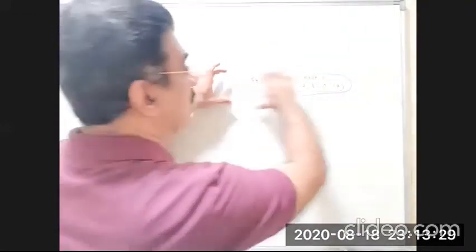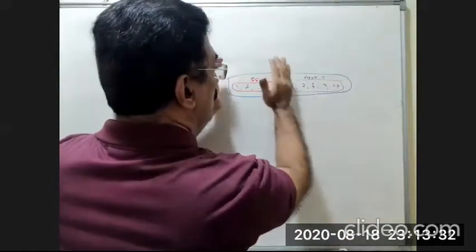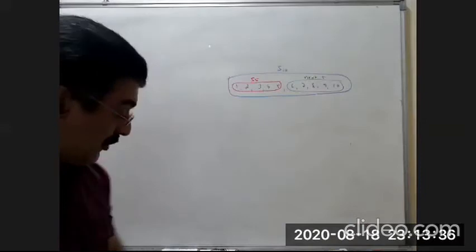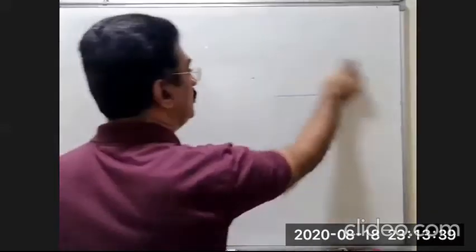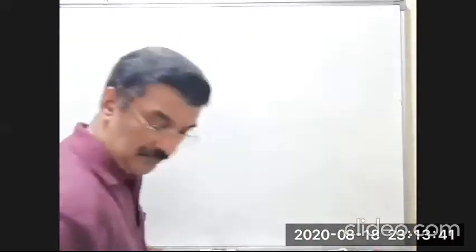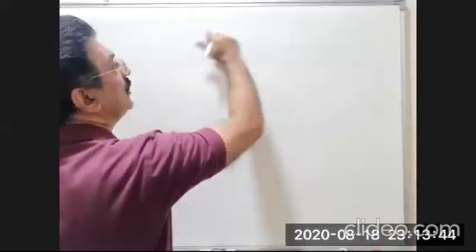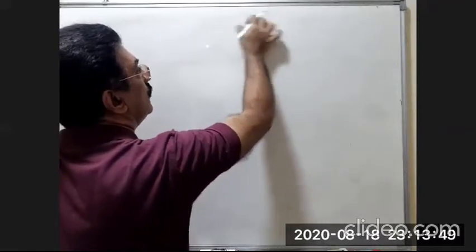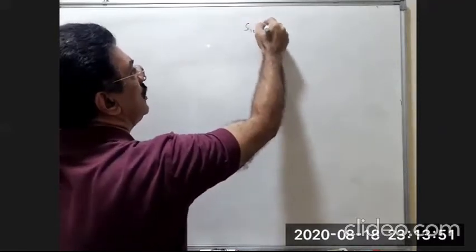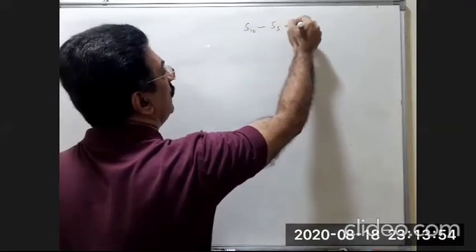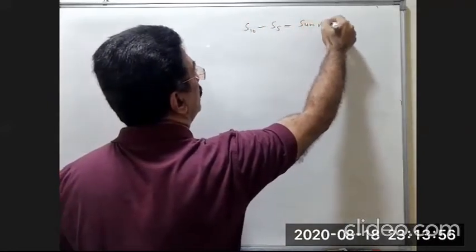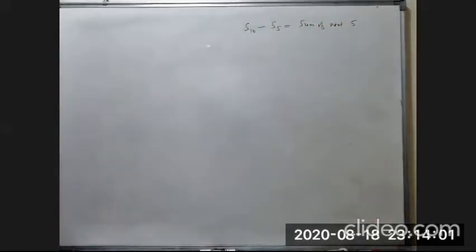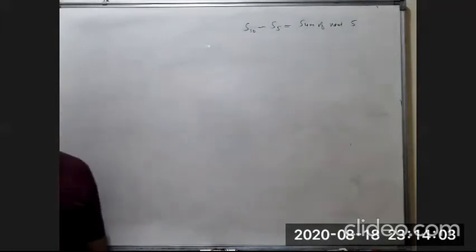From the sum of first 10, if we remove the sum of first 5, the left out will be the sum of next 5. So write that inside: S10 minus S5 will give the sum of next 5.